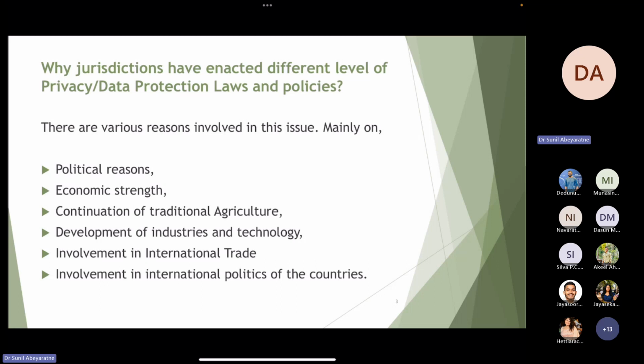Right. So these are the reasons involved in this issue. First is political reasons. Due to political reasons, the introduction of privacy policies can be changed. Now, take the example of China. In China, you can't use a Yahoo account or a Facebook account, so you don't have that privacy there, because they have WeChat. They control their communication for some political reasons.